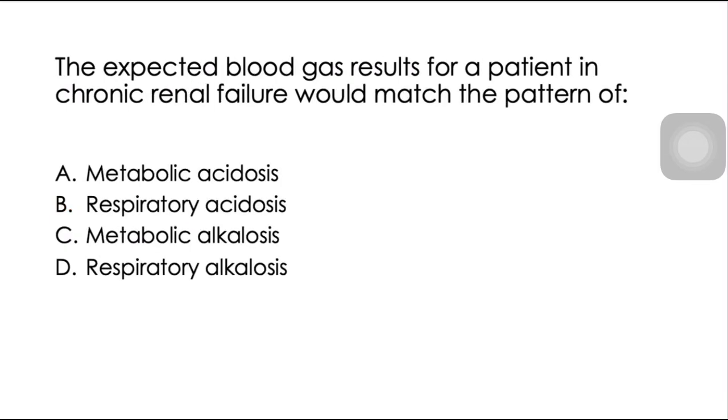Okay? So the expected blood gas result for a patient in chronic renal failure would match the pattern of, so for chronic renal failure, this is an example of metabolic acidosis. Metabolic acidosis. Okay? What again is the pattern for metabolic acidosis?